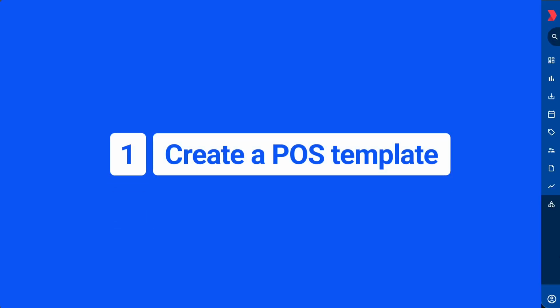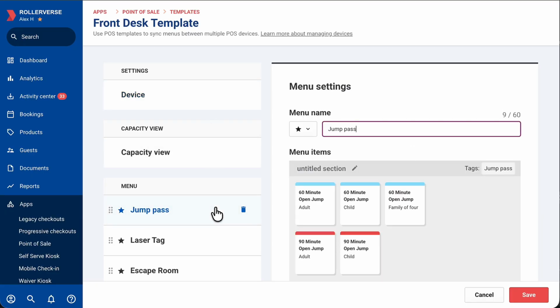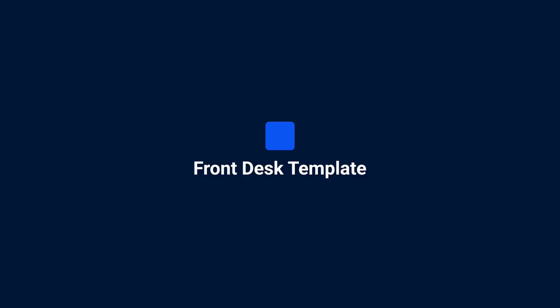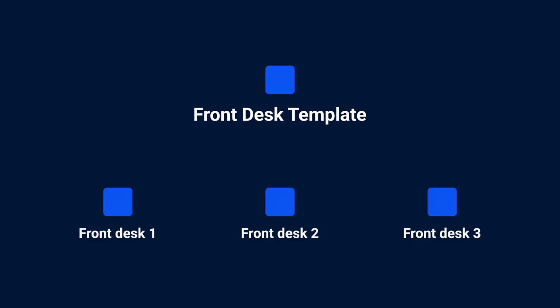A POS template is your blueprint for setting up POS devices. It controls the layout, settings, and menu for every device that uses it. For example, you might create a front desk master template to quickly set up multiple front desk registers. If you need to make a change later, you update the template once, and all connected devices update automatically.